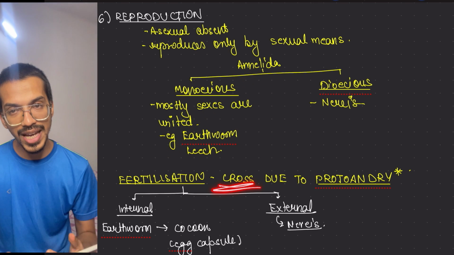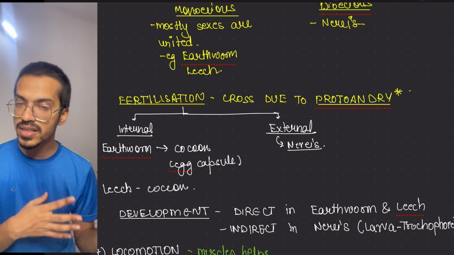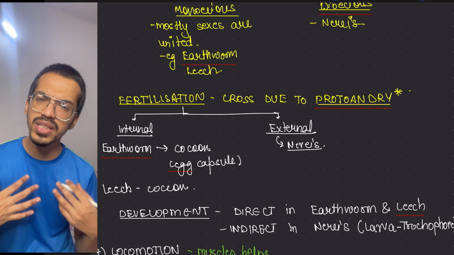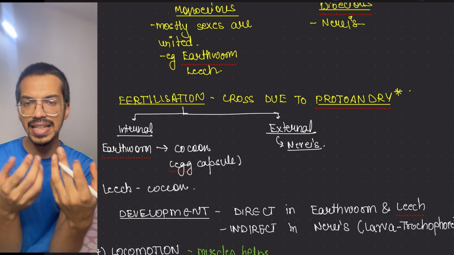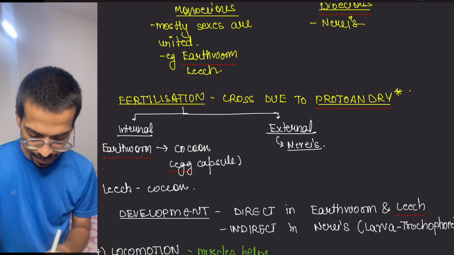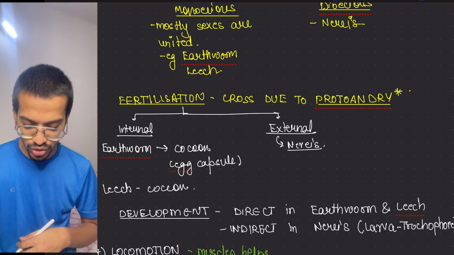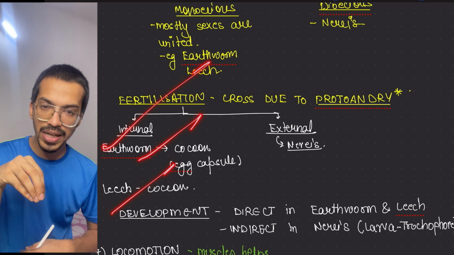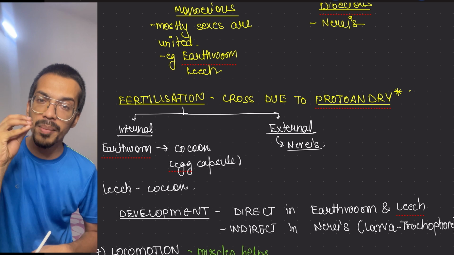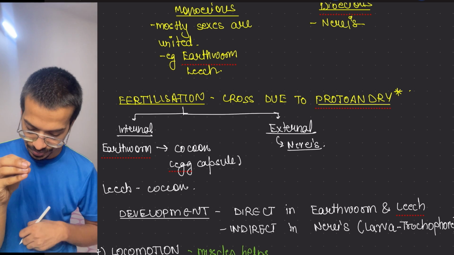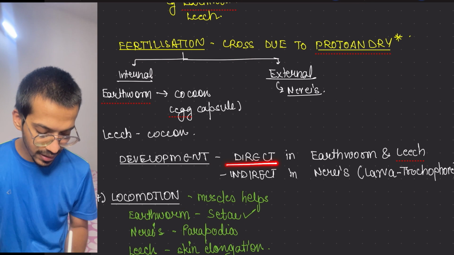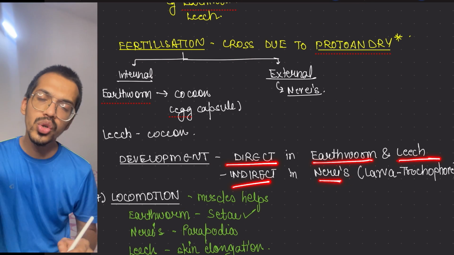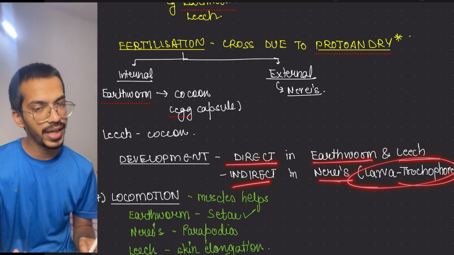Now the fertilization can be internal or external. External takes place in the case of Nereis because they are dioecious organisms, male and female meet, they release their eggs into the sea. Internal in earthworm and leeches, fertilization takes place inside the female body, and it forms an eggshell called cocoon. Development could be direct like earthworm and leech, or indirect in the form of a larva called trochophore in case of Nereis.